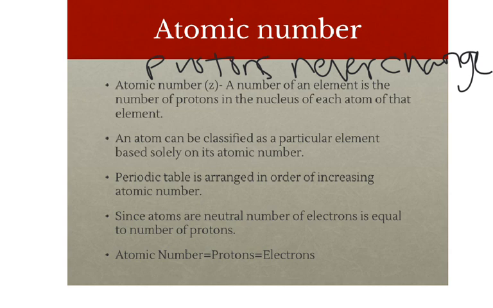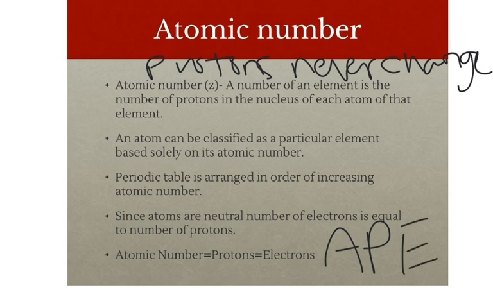Since atoms are neutral, the number of electrons in an atom is equal to the number of protons. Anytime we're talking about an atom, always assume it's neutral unless I tell you otherwise. Like I said, your electron number and your neutron number can change, but that does not mean they're neutral anymore. A neutral atom means that the proton number equals atomic number, which equals the electrons. If you want, you can think of this acronym as APE.